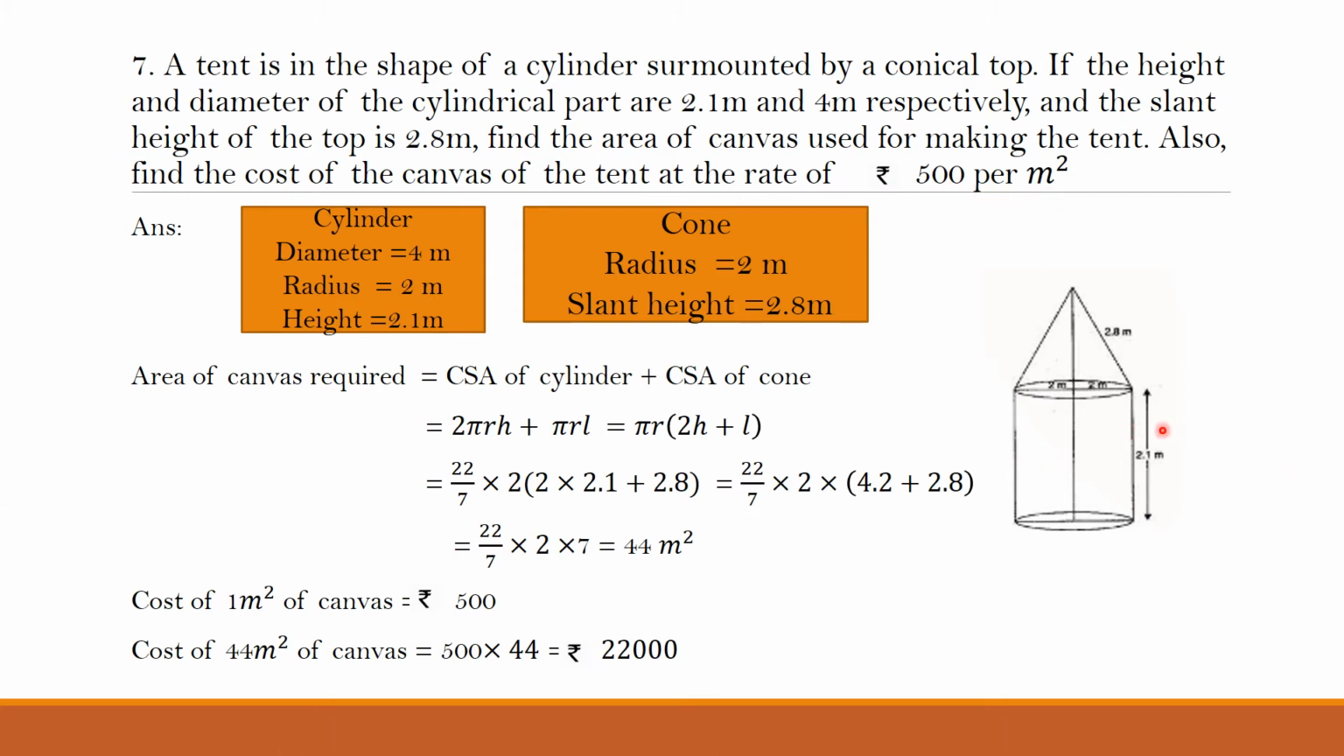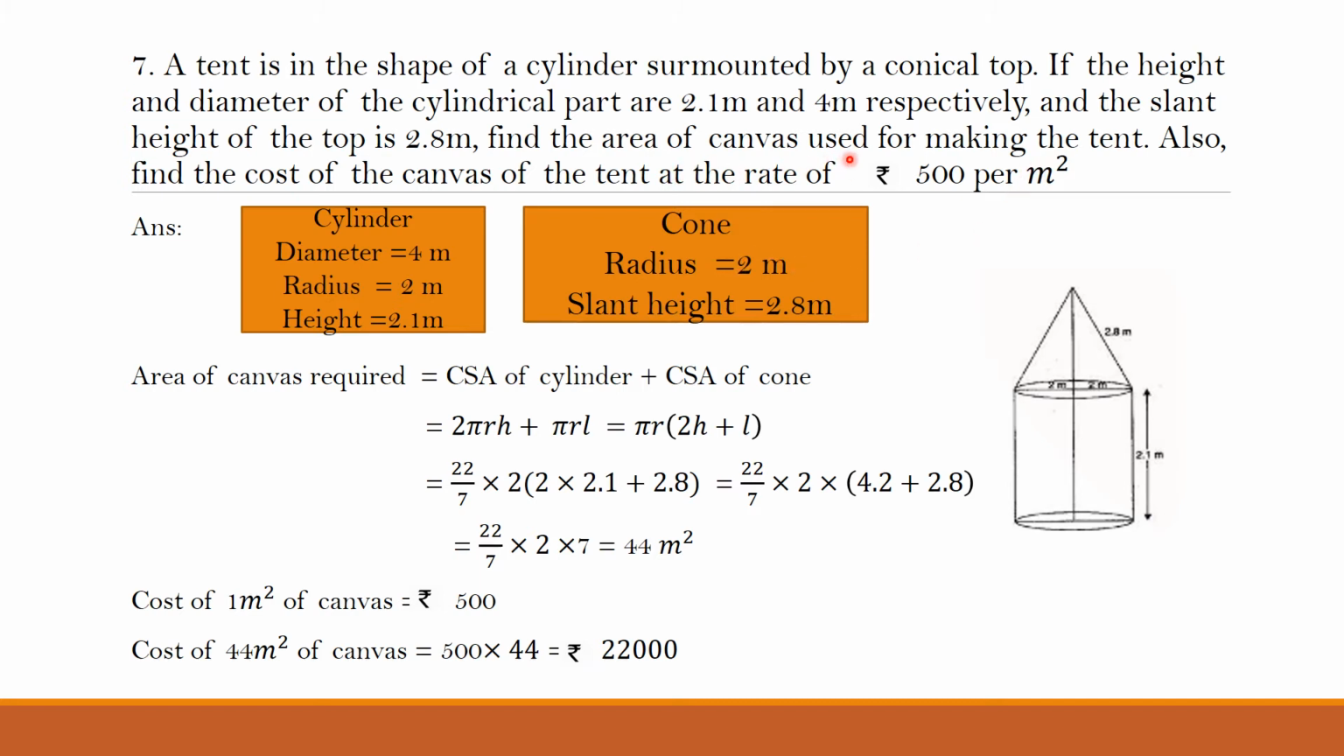We can see the tent is made with a cylinder and a cone on the top of it. It is given height and diameter of the cylindrical part are 2.1 meter and 4 meter. Therefore, we can write for the cylinder, diameter is equal to 4 meter, which gives radius is equal to 2 meter. Height is also given, 2.1 meter. For the cone, slant height is equal to 2.8 meter. Radius of the cylinder and cone remains the same. Therefore, radius of the cone is equal to 2 meter.